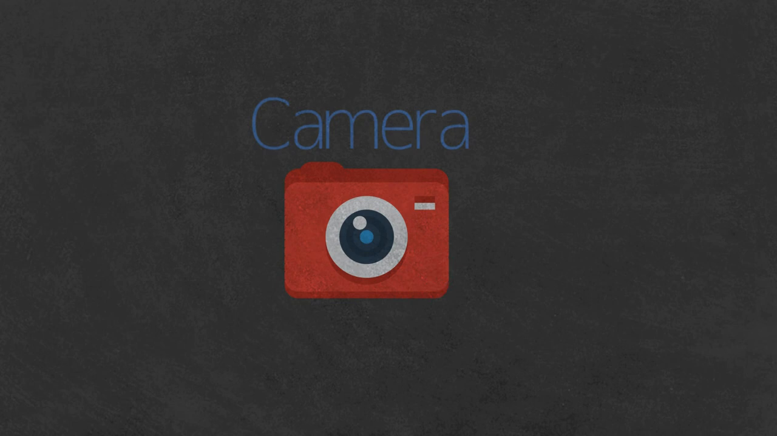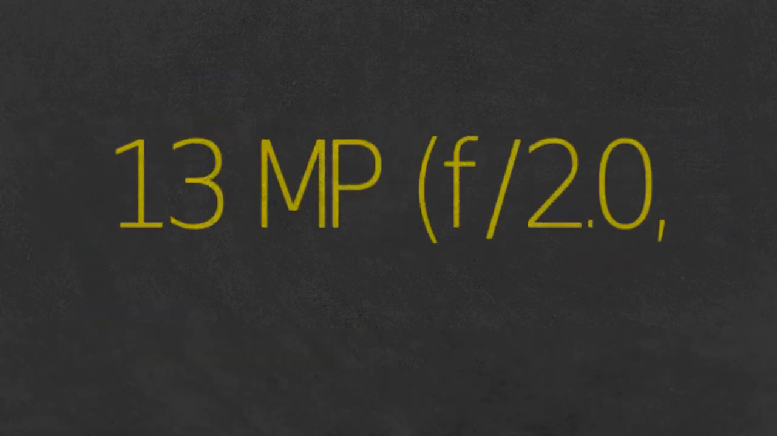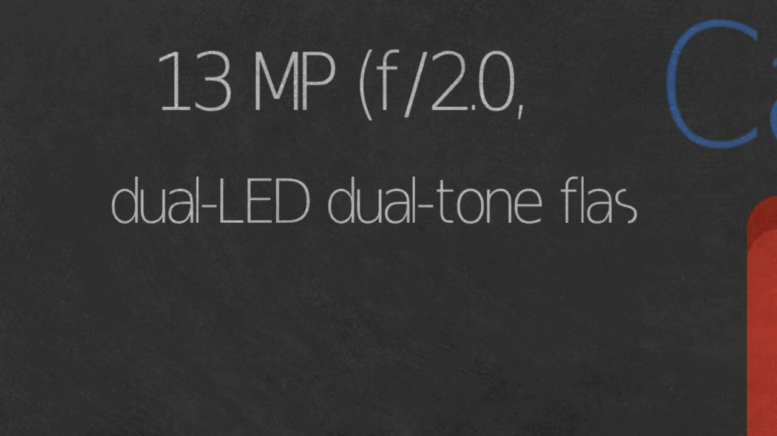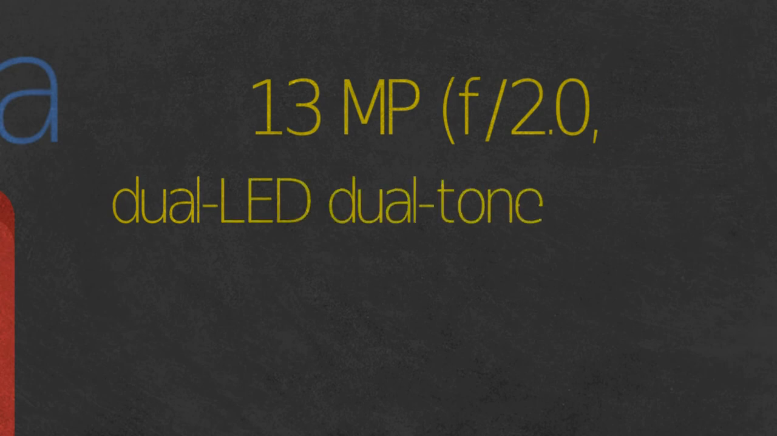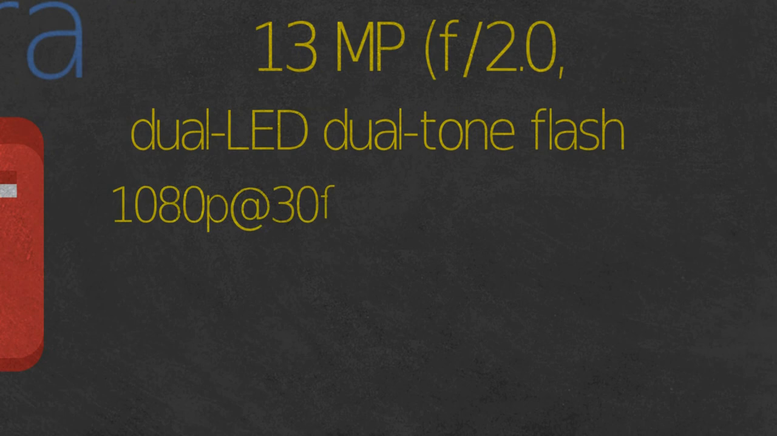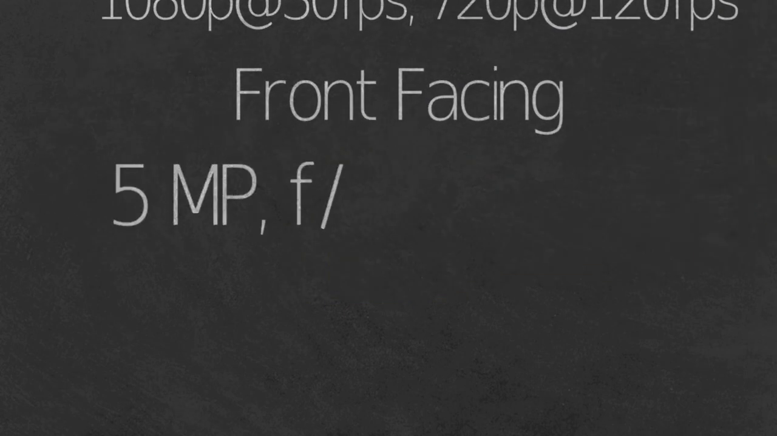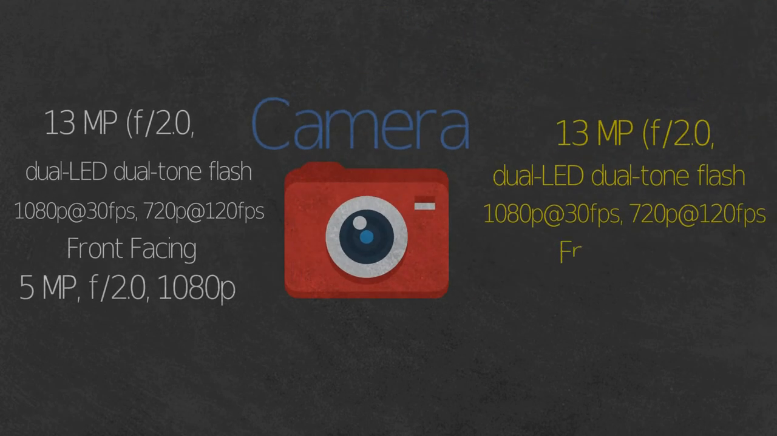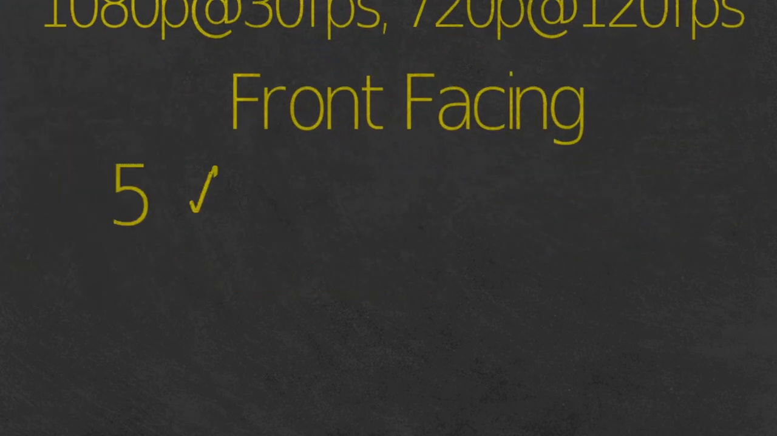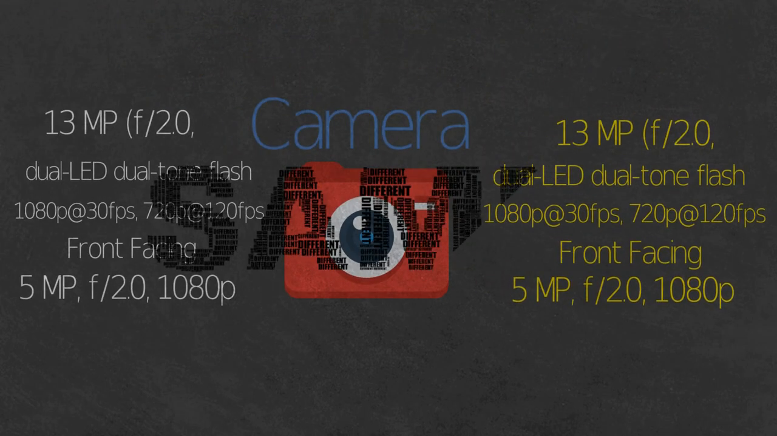And next we are looking at the camera of the phone, which is also similar on both ends, front facing and rear facing. Looking at the rear facing camera, it comes with 13 megapixels, aperture of 2.0, and the same goes for the Redmi Note 4X. Dual LED, dual tone flash, and the same goes for the Note 4X. There's no change in any specification related to the camera, and the recording feature on both Redmi Note 4 and Redmi Note 4X says 1080p at 30fps and 720p at 120 frames per second. The front facing camera of the Redmi Note 4 is 5 megapixels, aperture of 2.0, and the same goes for the Redmi Note 4X: 5 megapixel camera, 2.0 aperture and 1080p. Both phones keep the same features.